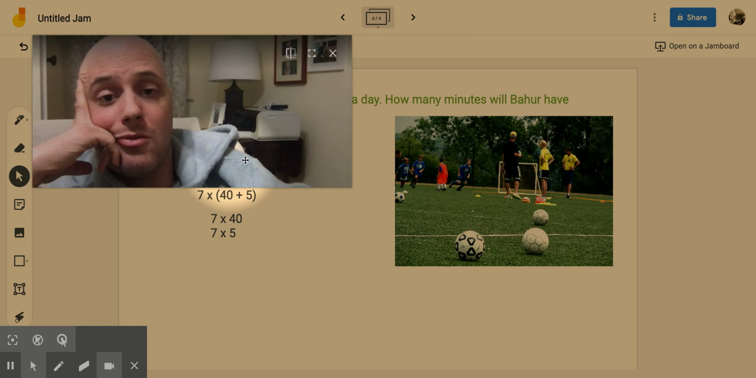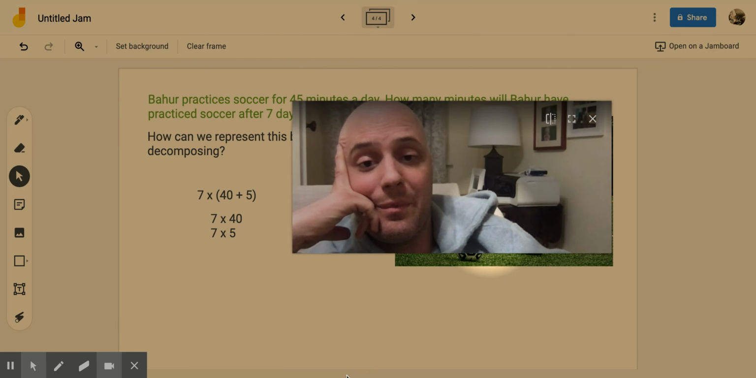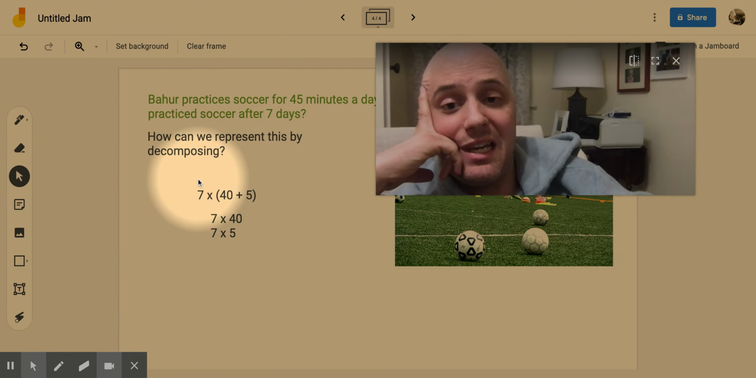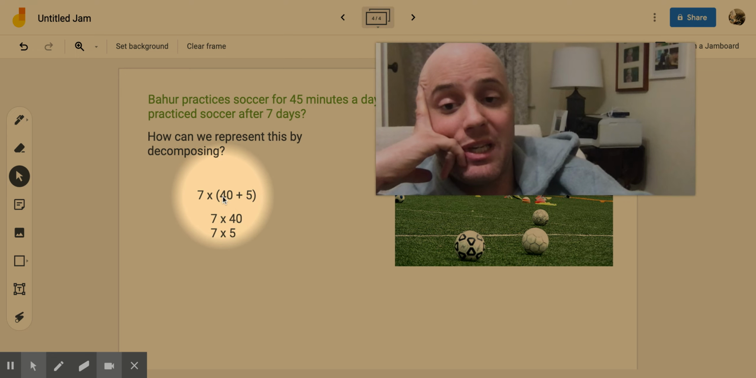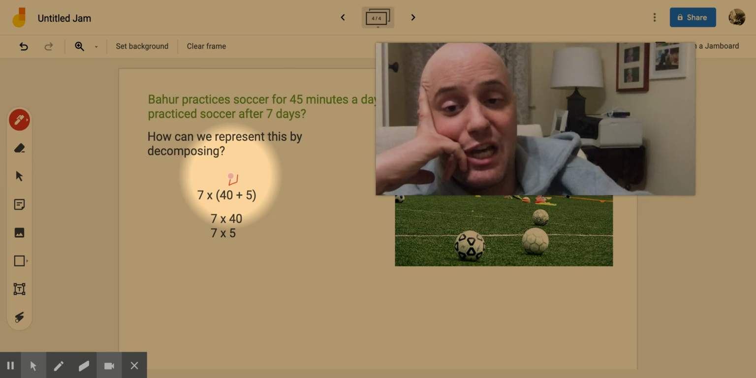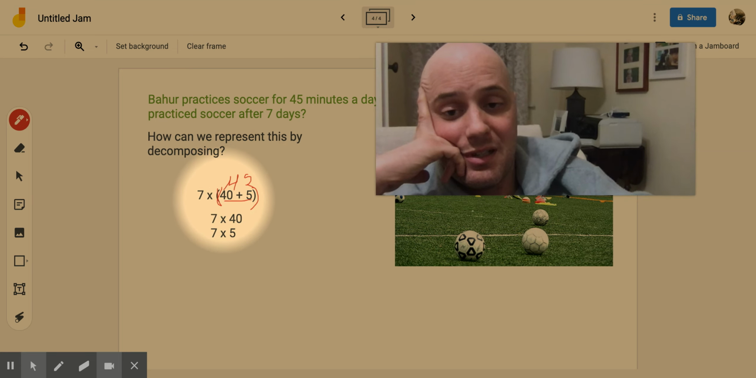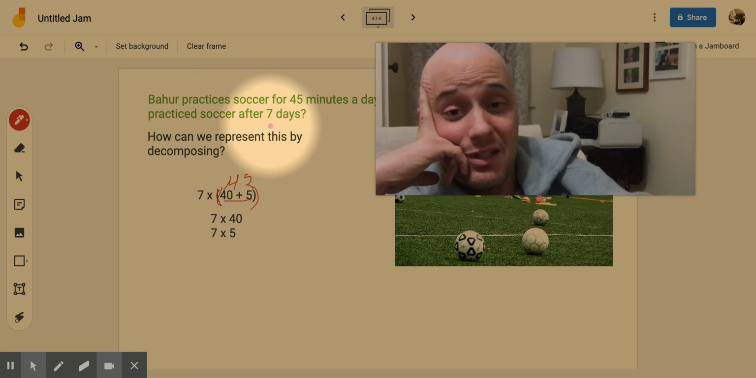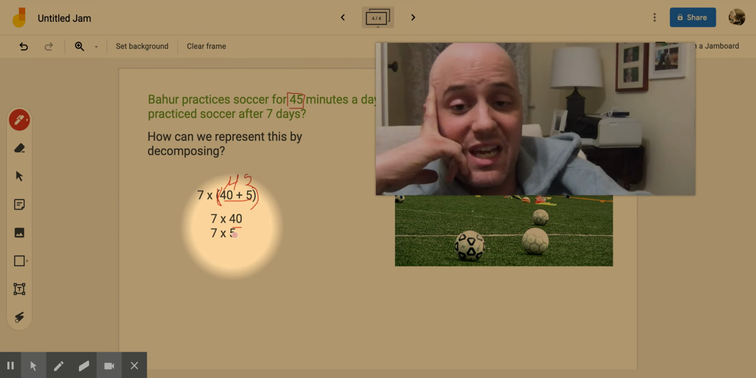All right, since it's 45 minutes a day, you could say 7 times 40. So what this shows is that I decomposed 45 into 40 plus 5. These parentheses say, hey, these are together. 40 and 5 is 45. So we could decompose this 45 into 40 and 5.